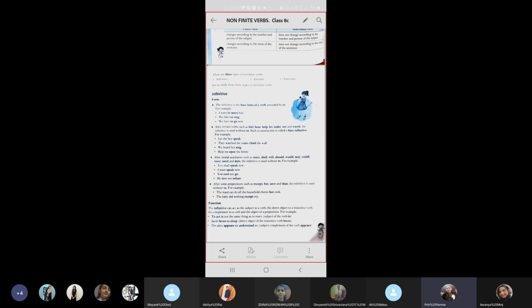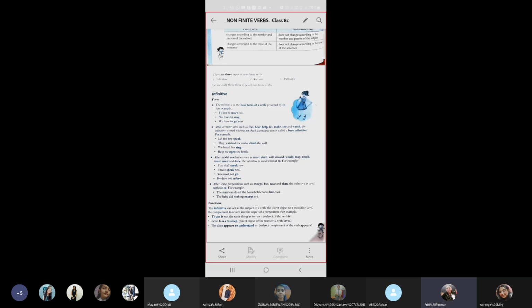Now then, infinitives are also formed after some prepositions such as except, but, save, and than, where the infinitive is used without "to". Now, they are saying the maid can do all the work, household chores, but cook. That means she can do every other work, but she cannot cook. So here, but is used as a preposition, without "to". The baby did nothing except crying. So here again, except is used as a preposition. So many a times prepositions are placed before the infinitive, and so "to" is not present.